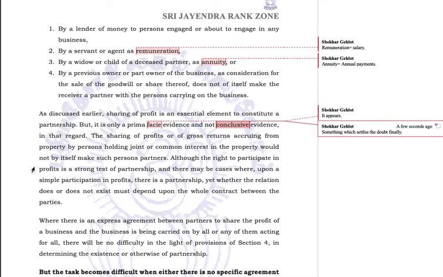In this regard, the sharing of profits or of the gross returns accruing from the property by persons holding joint or common interest in the property would not by itself make such persons partners. Okay, merely by sharing or co-owning or jointly owning will not make each other a partner at all.